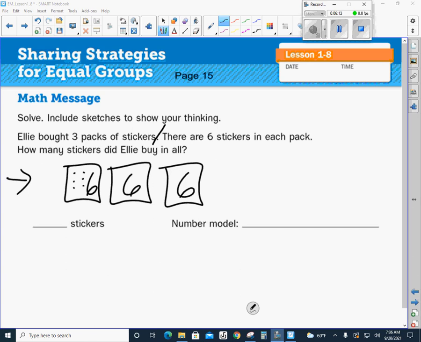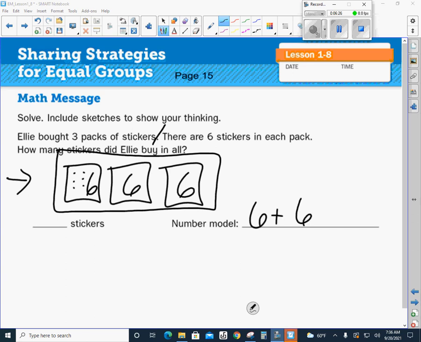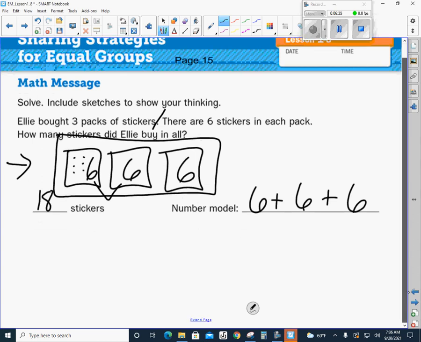And then it says, how many stickers did Ellie buy in all? Well, it's easy to see. If I want to know how many stickers she bought in all, what am I going to do? I am going to add those numbers, right? I'm going to add 6 plus 6 plus 6. And what would that give me? I would have 18 stickers. 6 plus 6 is 12, and then add 6 more.